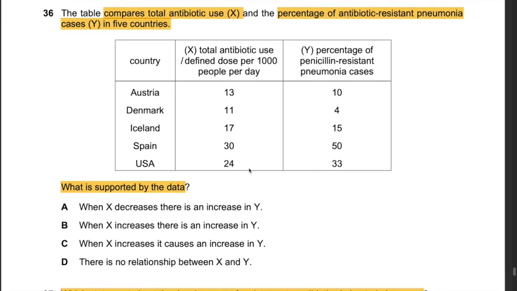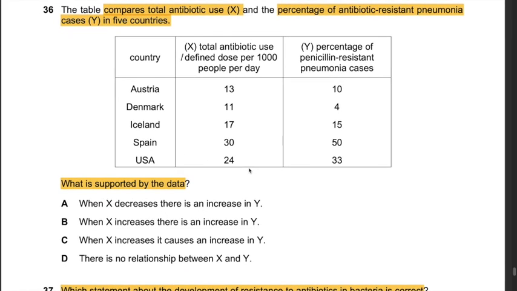Question 36. The table compares total antibiotic use and the percentage of antibiotic-resistant pneumonia cases in 5 countries. As you can see, the countries are Austria, Denmark, Iceland, Spain, USA, and they have given the total antibiotic use and the percentage of penicillin-resistant pneumonia cases. They are asking what is supported by the data. If we go through these values and their relation, the answer is B. Option B is represented as when X increases, there is an increase in Y.